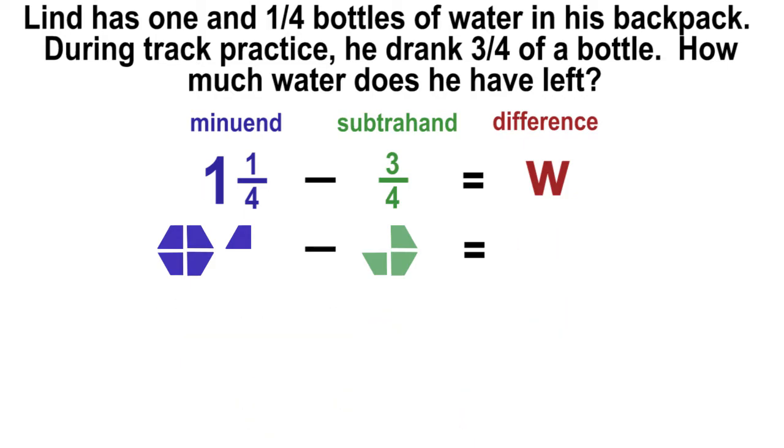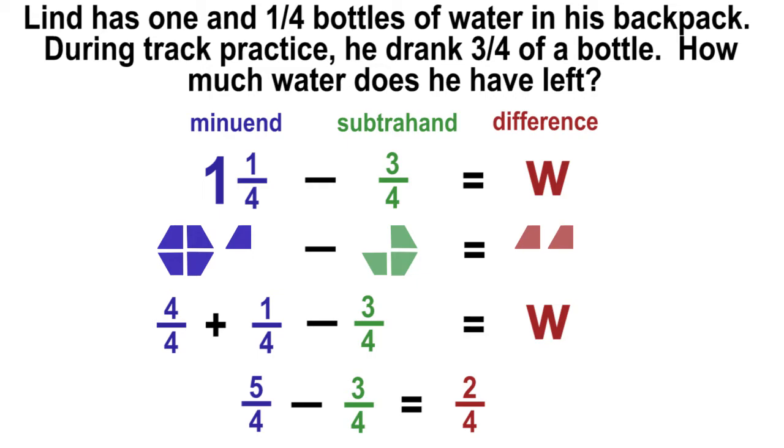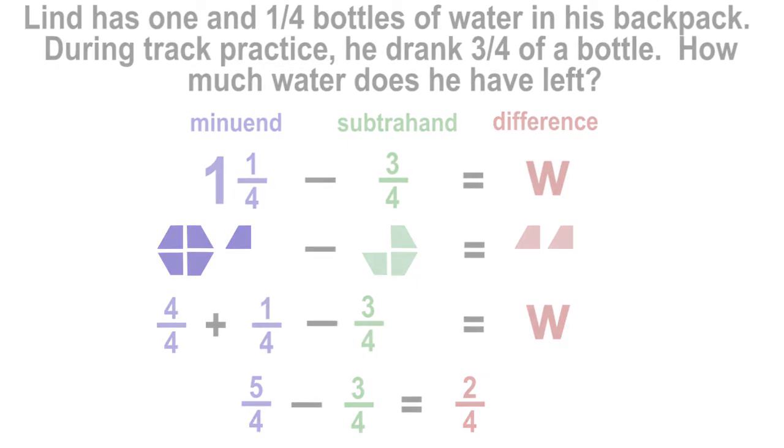Another way to solve the problem would be to rename the minuend. Start by decomposing the one whole into 4/4. The equation will read 4/4 plus 1/4 minus 3/4 equals W. Combine the 4/4 and the fractional piece of 1/4 for 5/4. The equation would now read 5/4 minus 3/4 equals W. Subtract the 3/4 Lynn drank. There is 2/4 of a water bottle left to drink.